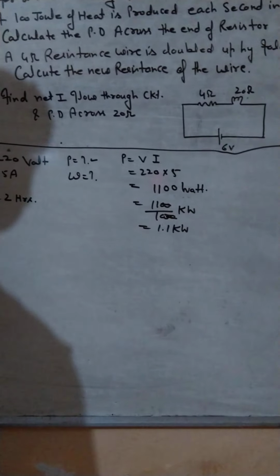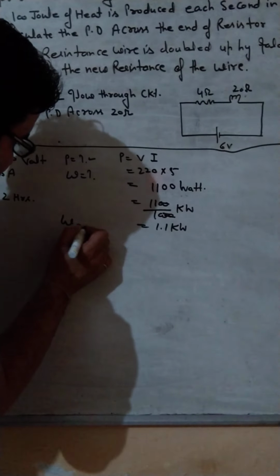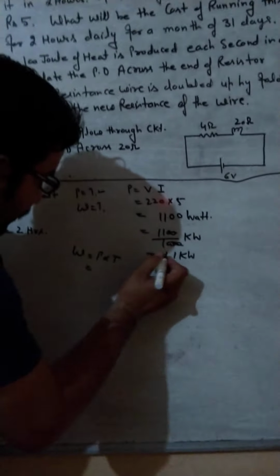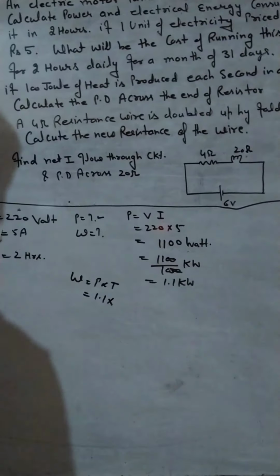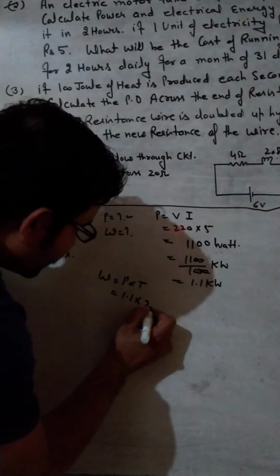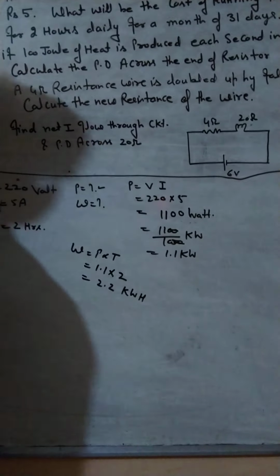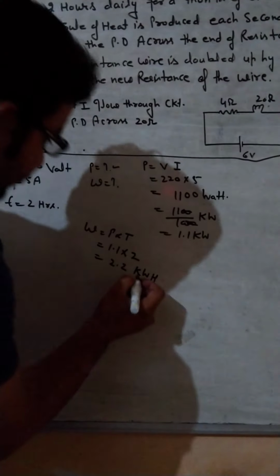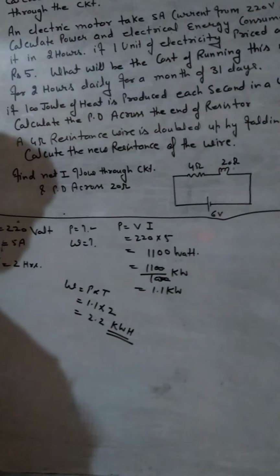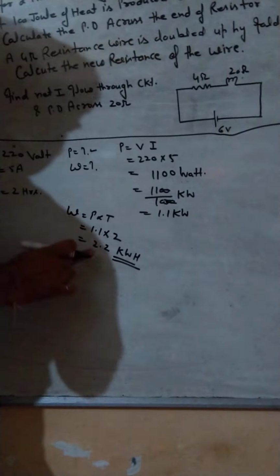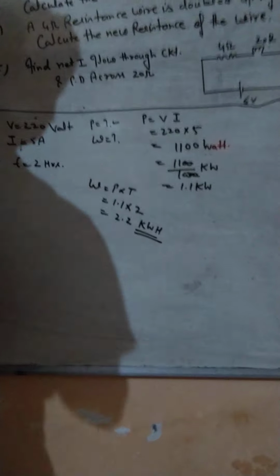That is power. Now what about work done? That is energy. Energy is power into time. What is power? 1.1 into time. Time is 2 hours. That means 2.2 kilowatt hour. That is electrical energy. This is called 1 unit. Now 1 unit of electricity price is 5 rupees. What is the cost of running this motor for 2 hours daily? Since this is 1 day's units, because we have already used 2 hours here.